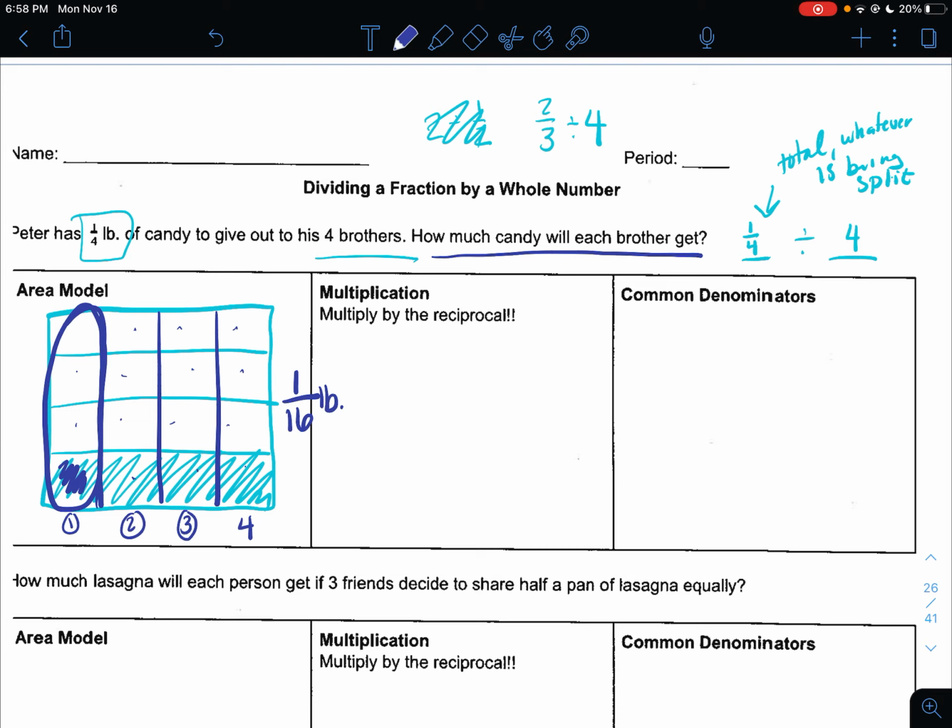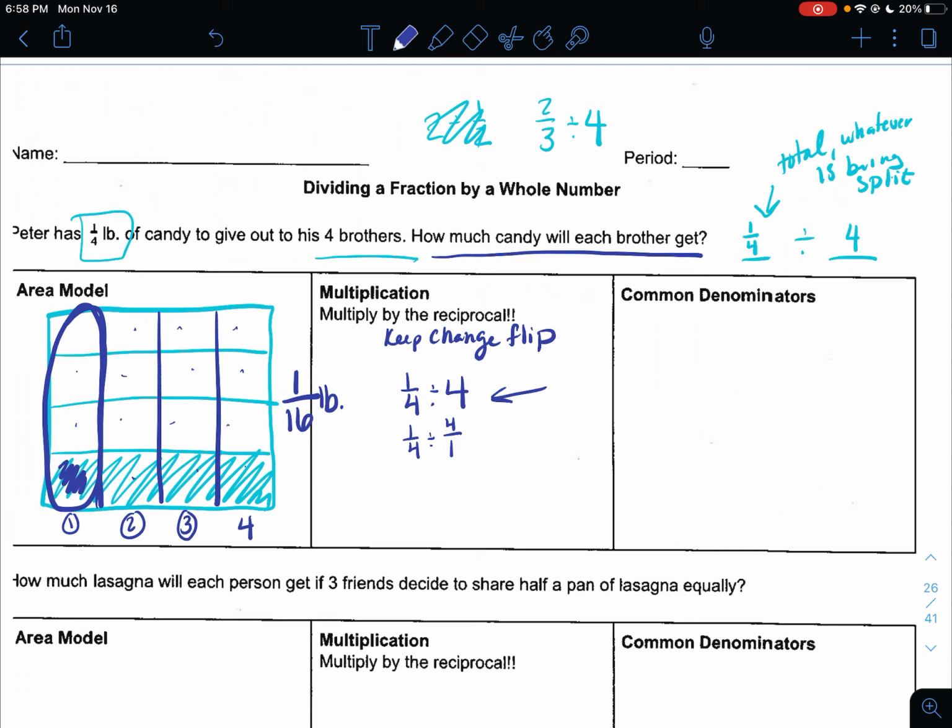So the method you probably want to use, multiplying by the reciprocal. Keep, change, flip. So we are doing 1/4 divided by 4. So I would suggest the first step is to put your whole number over 1. So this is actually 1/4 divided by 4 over 1. That just makes it easier to flip it and gives you a better visual.